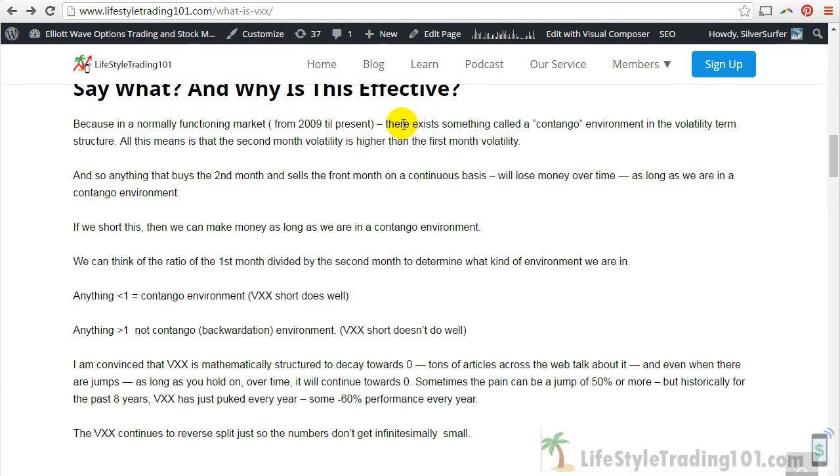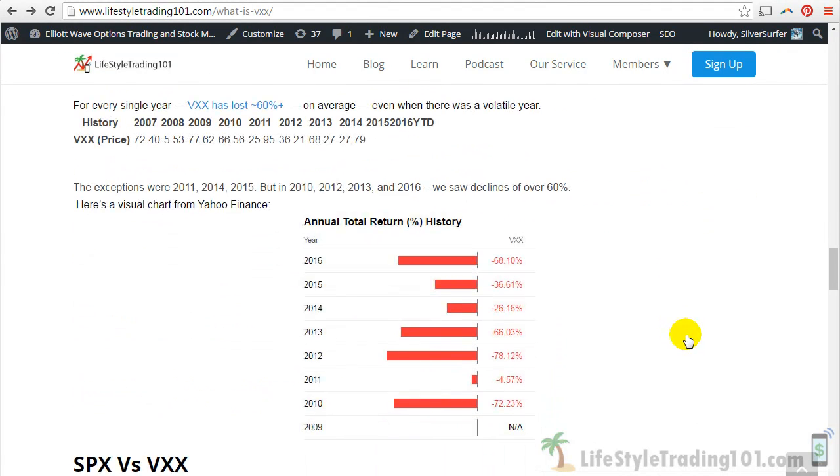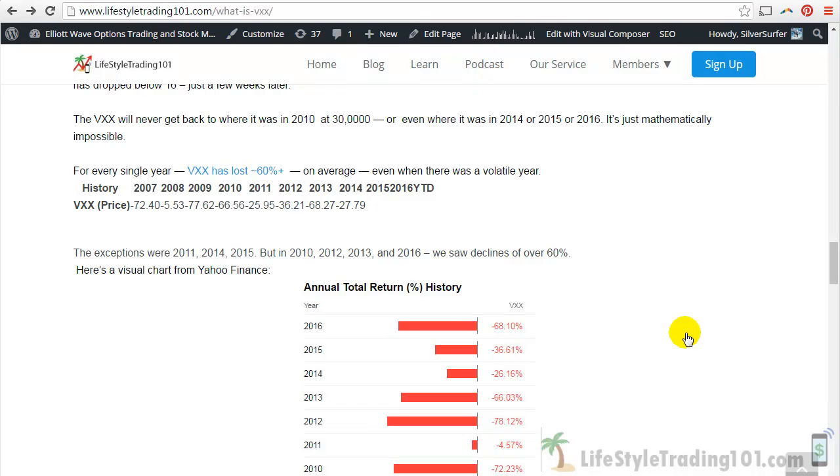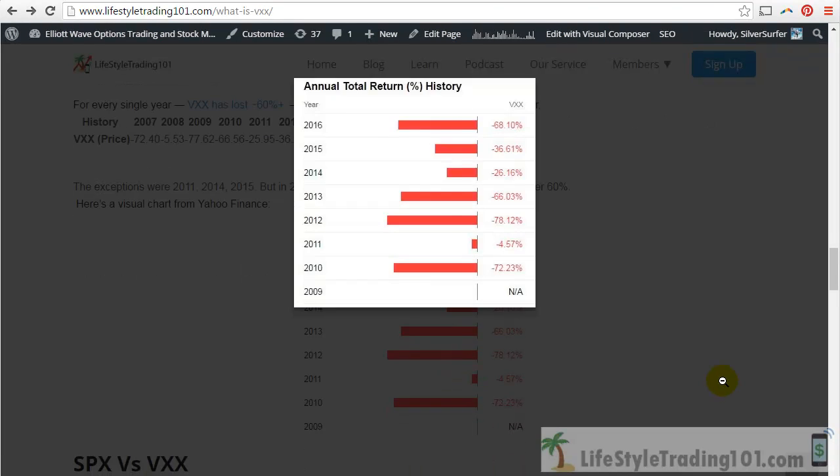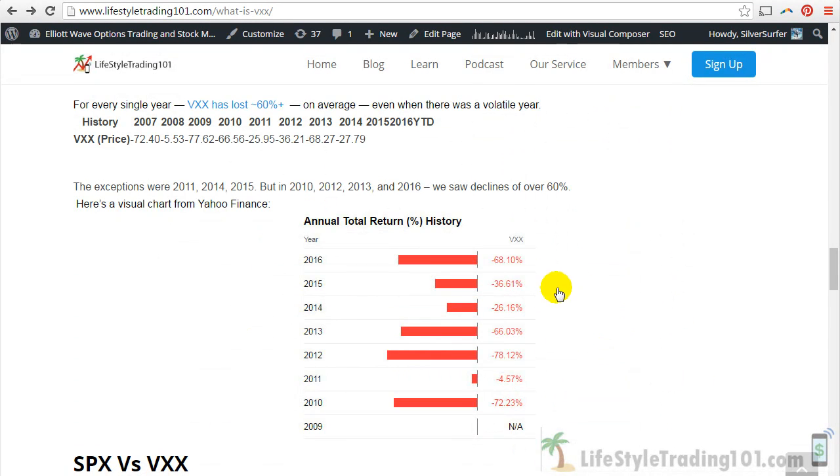And all of this is possible as long as we're in a contango environment with an upward sloping term structure for the volatility, and that's largely existed from 2009 to the present. And in a way, VXX came into inception in 2009, 2010, and so there isn't that much data before that during the financial crisis, but basically after that, it's just gone straight down. So I have here a table and a chart of how VXX has performed every single year. So from Yahoo Finance, we have a chart here.